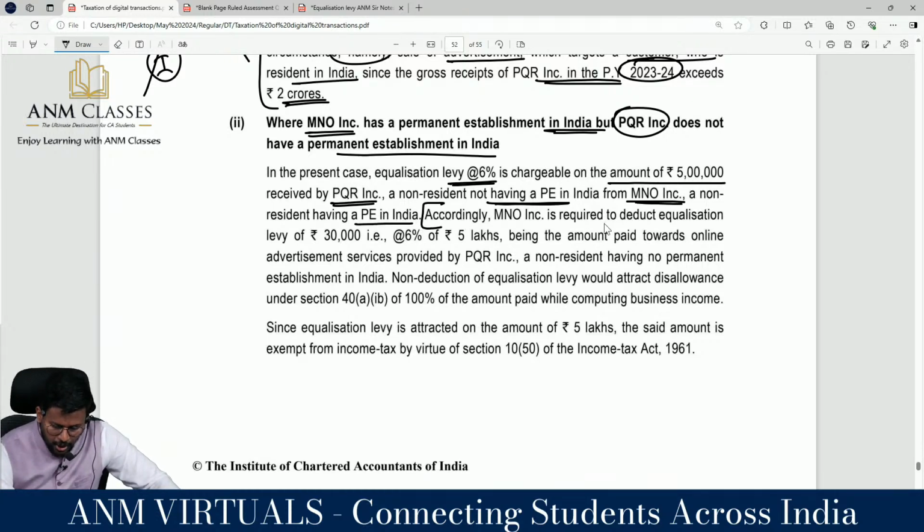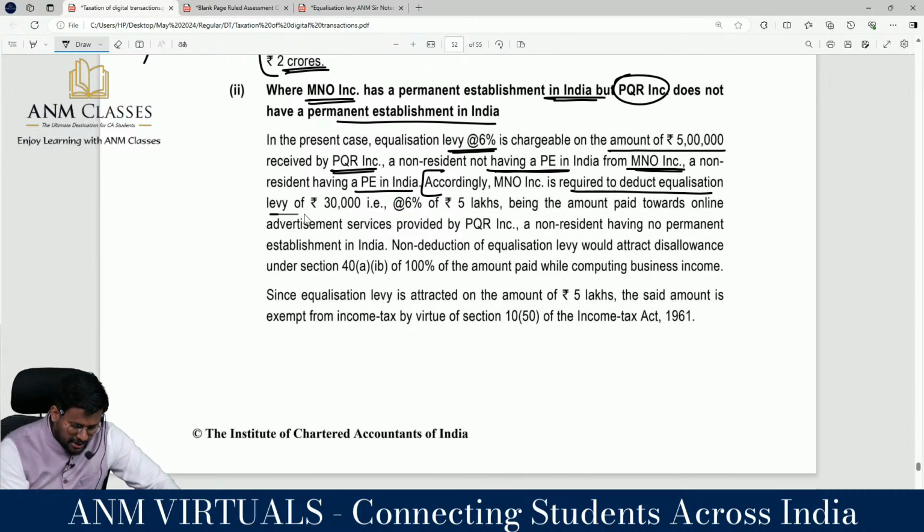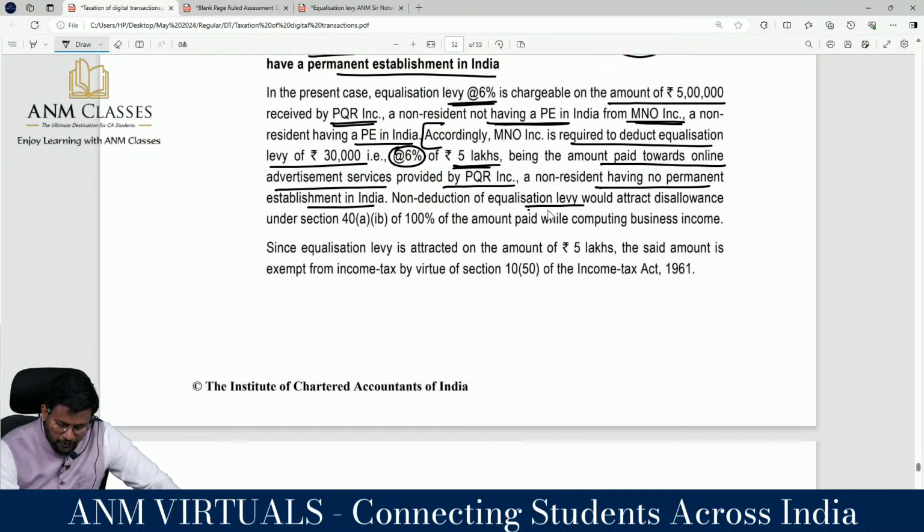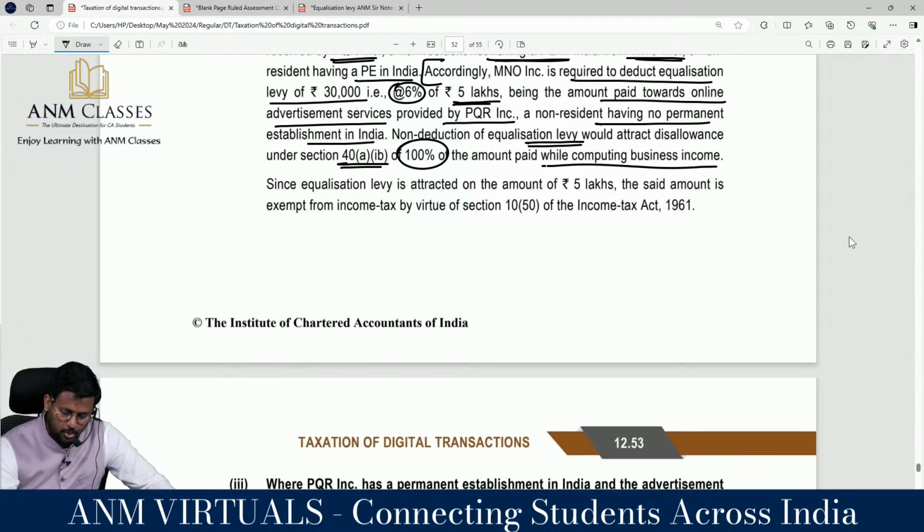Accordingly, MNO Incorporation is required to deduct EL of 30,000, at the rate of 6% of rupees 5 lakh, being the amount paid towards online advertisement service provided by a non-resident having no permanent establishment in India. Non-deduction of EL would attract disallowance under section 40A subsection 1B of 100% of the amount paid while computing income. Since equalization levy is attracted on the amount, the said amount is exempt from income tax by virtue of the Income Tax Act.